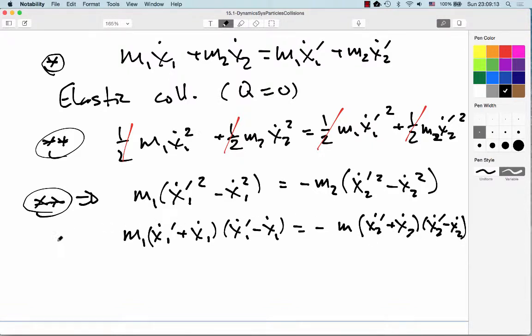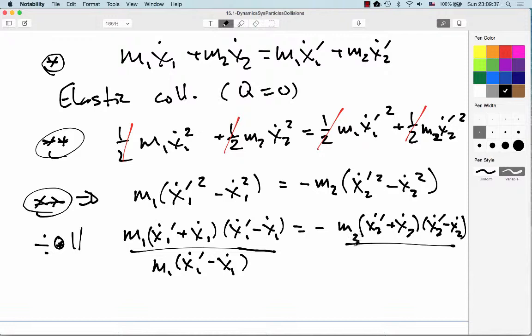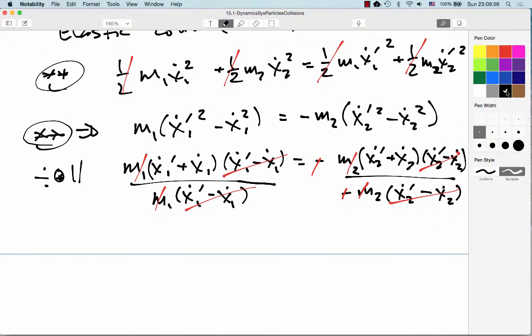All right, and then we'll go ahead and take this whole thing and divide it through by our equation star. Rearranging star, that's going to give me m1 times x1 dot prime minus x1 dot, and on the other side I'll be dividing through by minus m2 times x2 dot prime minus x2 dot. So, cancel, cancel, and rearranging a bit, we get finally x2 dot prime minus x1 dot prime equals minus x2 dot minus x1 dot.